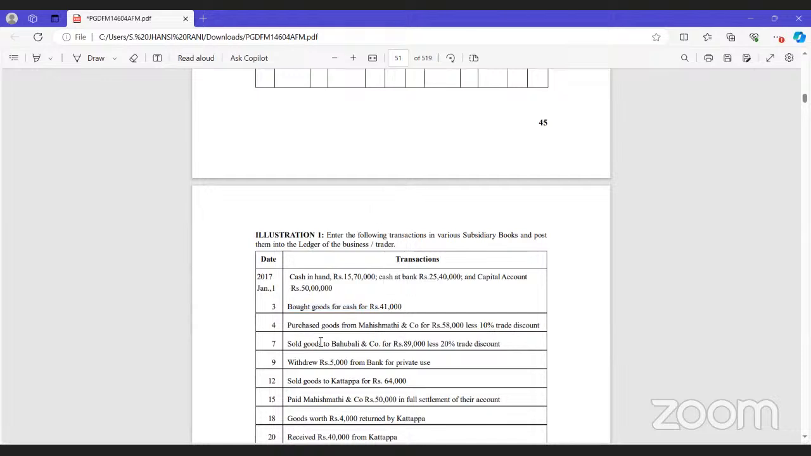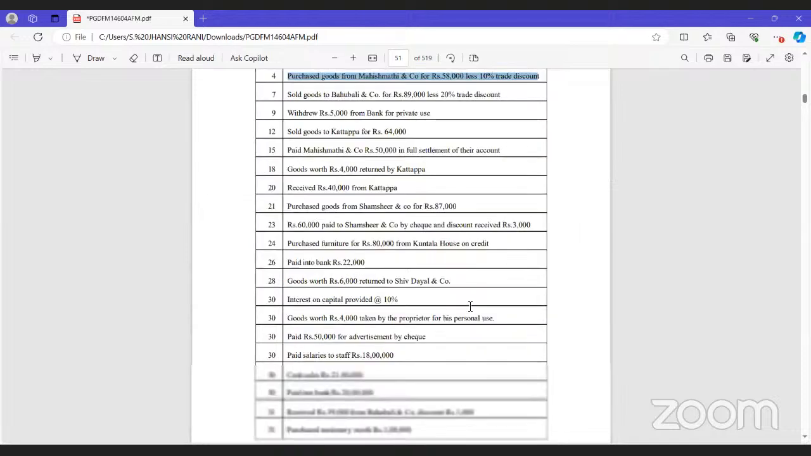Next, look at here. Purchased goods from Mahishmati and company for rupees 58,000 less 10% trade discount. So it is a credit purchase. We have not given any cash. How will we identify it? Whenever a company name is given and there is no mention of whether it's cash or what, when only the name is given and we are purchasing, it means it's a credit transaction.